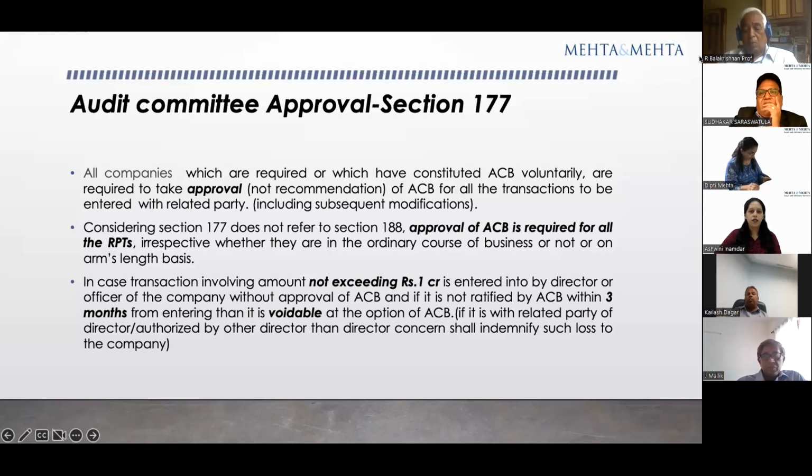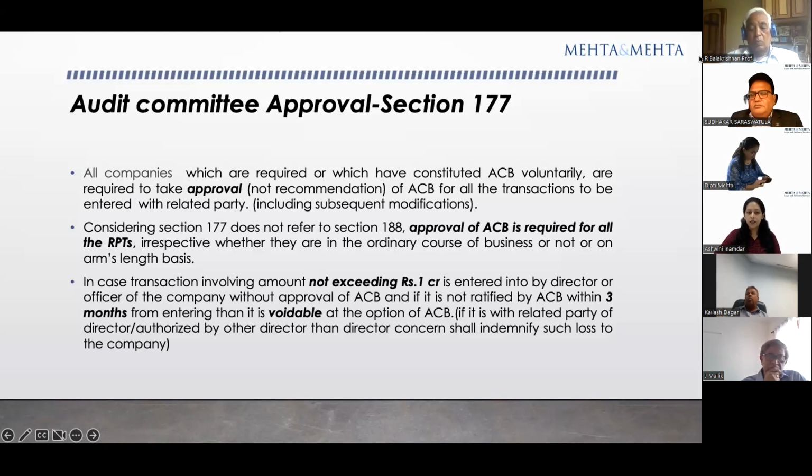So audit committee approvals: section 177 talks about the approvals given by the audit committee. All companies which are required to have or have constituted audit committees are required to take approval of the audit committee for all the transactions to be entered into with a related party and all the subsequent modifications. Considering that section 177 does not refer to section 188, approval of the audit committee is required for all the RPTs, irrespective of whether they are in the ordinary course of business or not, or on arm's length basis or not.